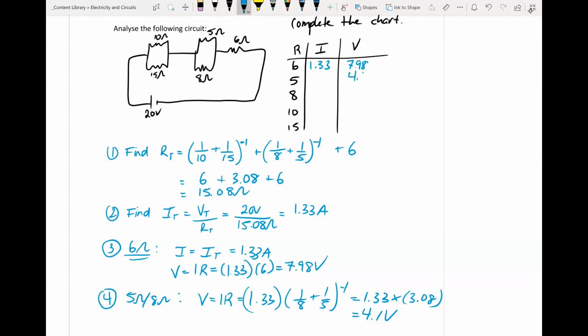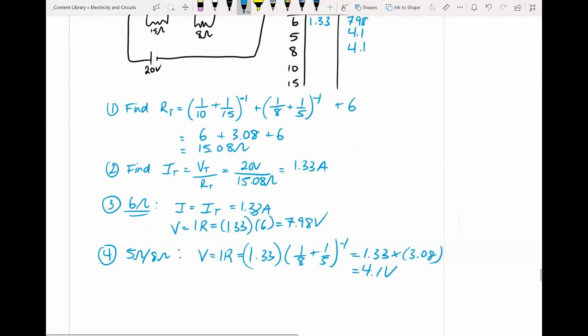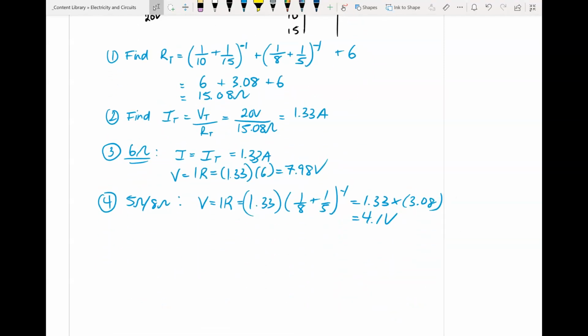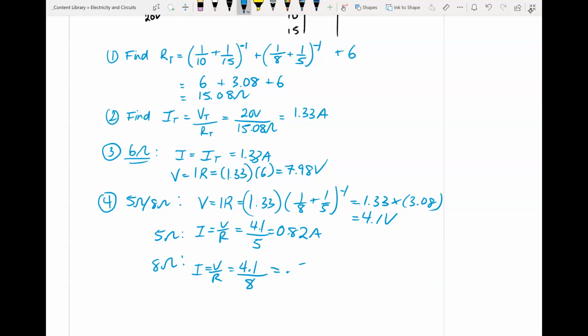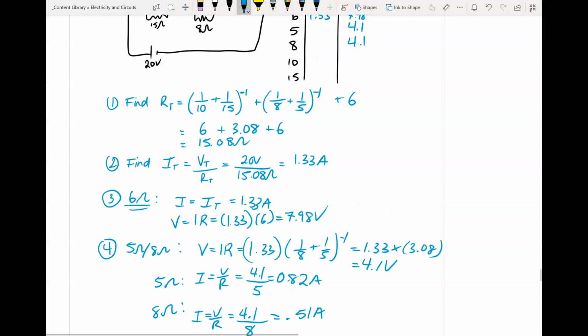So I can write that in here. But then the current that runs through each is a bit different, and we're going to calculate that separately. So we have the 5 ohm one and the 8 ohm one is calculated as V over R. So V we just found is 4.1, and then your resistance is 5 for this one, is 0.82 amps. And then for the other one, 4.1 over 8, because it's 8 ohms, and that's going to be 0.51 amps. And we can fill that in our chart. So 0.82 amps for the 5 ohm one and 0.51 amps for the 8 ohm one.